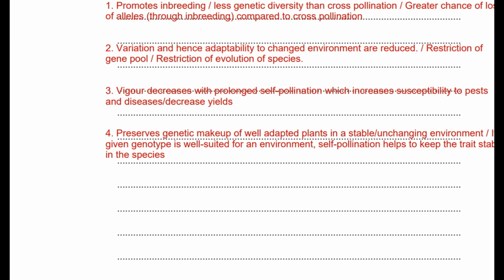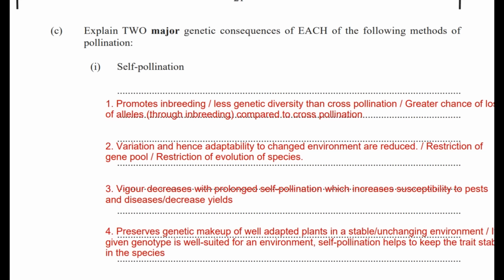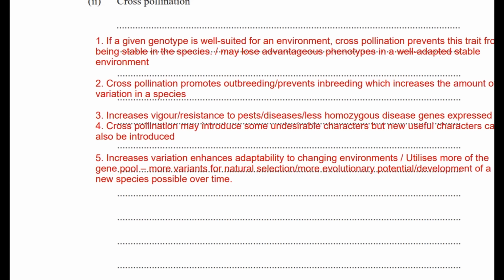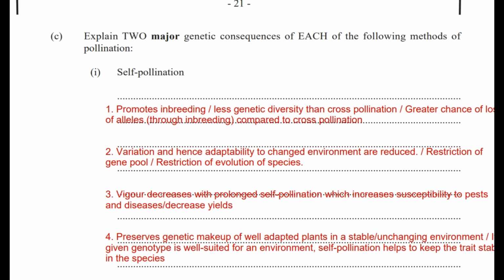Right. I believe this is the last one. I thought two more. So the next question here is: explain two major genetic consequences of each of the following methods of pollination. So we have self-pollination and cross-pollination, and this is 8 marks, and there's the final question. So what we'd want to do, I have 4 here for each one, but you just pick 2 and elaborate on it.